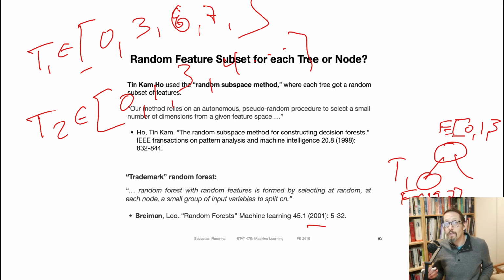We are at every single node selecting a subset of features to be available for the split. Available for the split. We're not splitting on all these features at each node, we're just putting them out there as candidates. And then, of course, the decision tree algorithm does what it always does. It picks out of those candidate features the one that's going to maximize what?